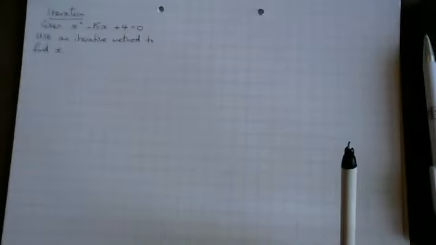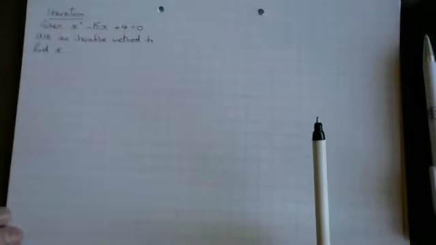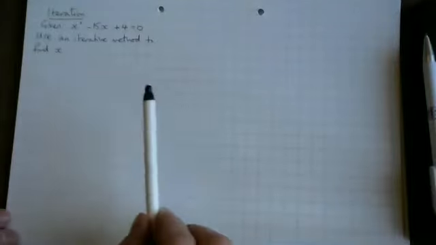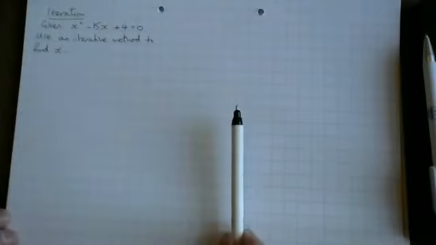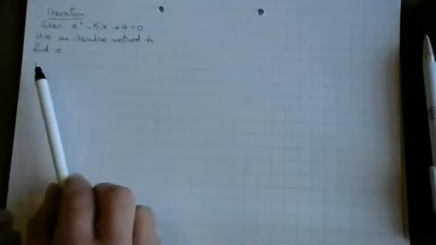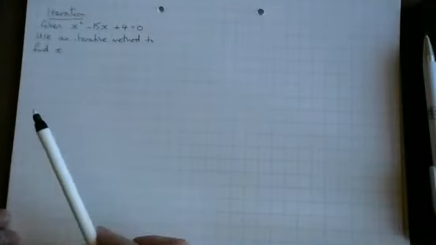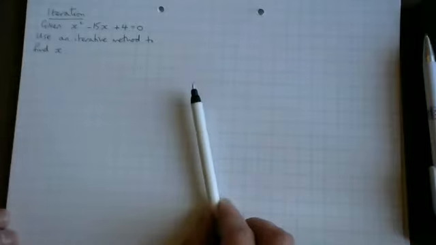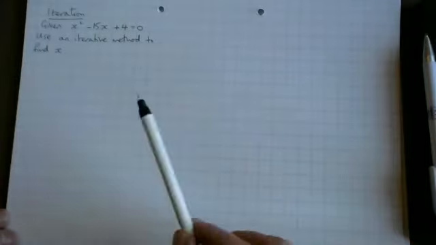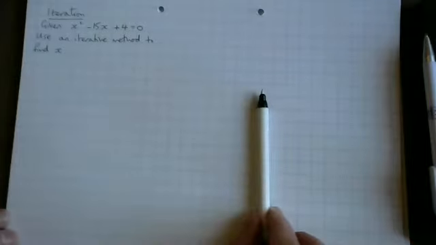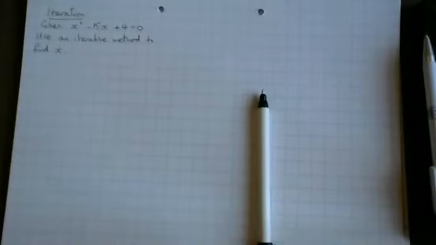Let's look again at another x squared one. Given x squared minus 15x plus 4 equals 0, use an iterative method to find x. I'll pause the tape there for a minute to give you a chance to decide how you would deal with the x squared minus 15x plus 4 to create an iterative formula. If you want to, you can go ahead and do the iteration as well. Otherwise, wait for me to rejoin you.